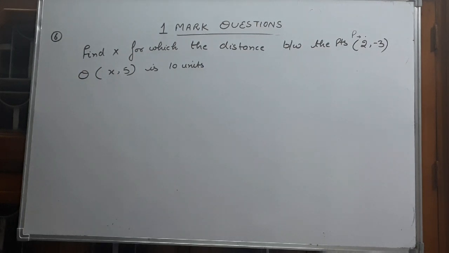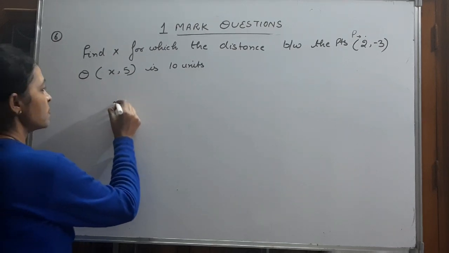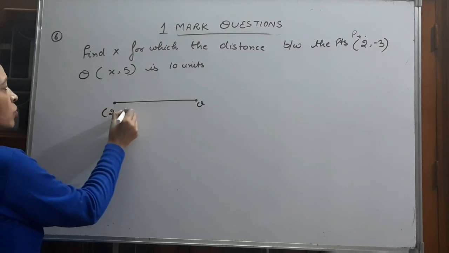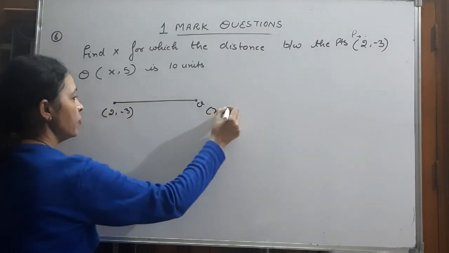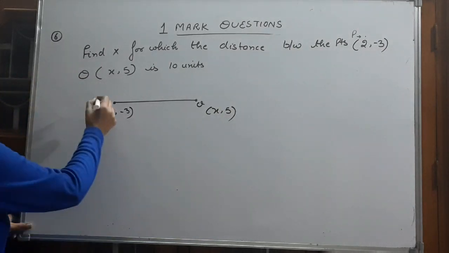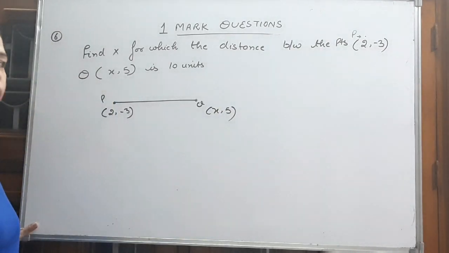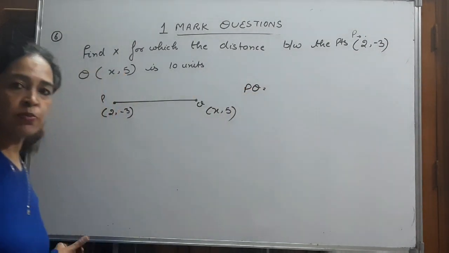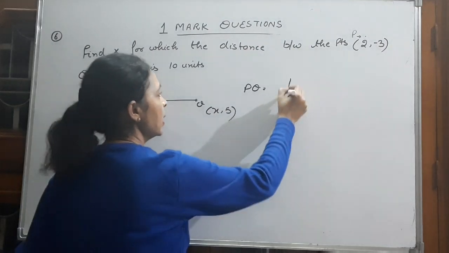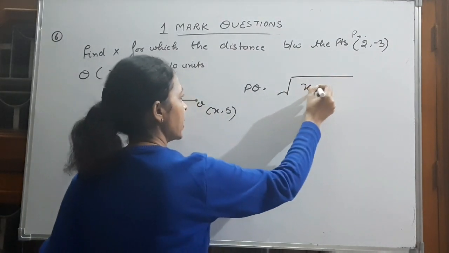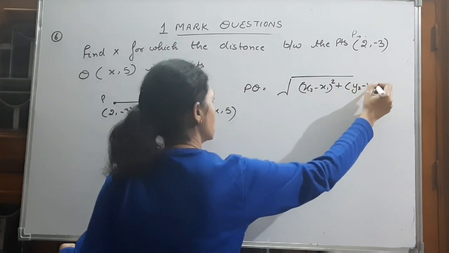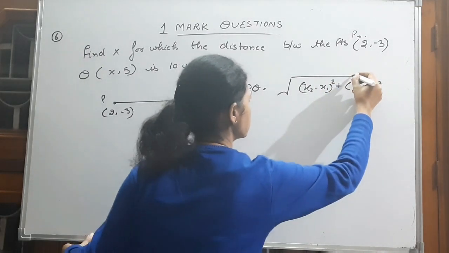Find x for which the distance between the points P and Q is 10 units. We have 2 points P and Q. Coordinates of P are (2, minus 3) and coordinates of Q are (x, 5). It is given that the distance PQ is 10 units. Now what is the distance formula? If we have to find the distance PQ, we will use the distance formula, which is equal to the square root of (x2 minus x1) whole square plus (y2 minus y1) whole square.